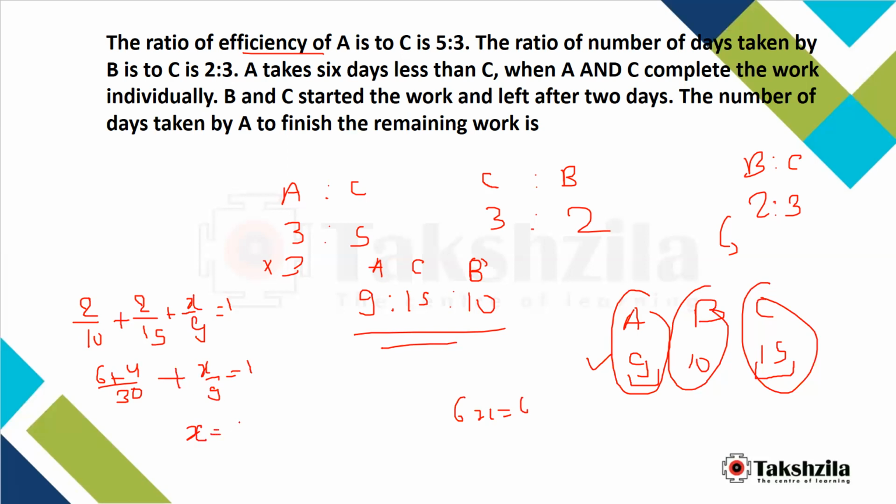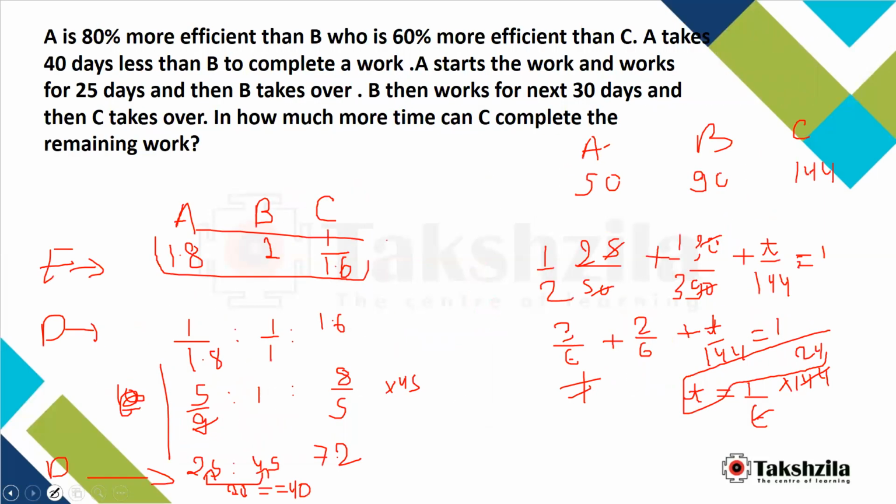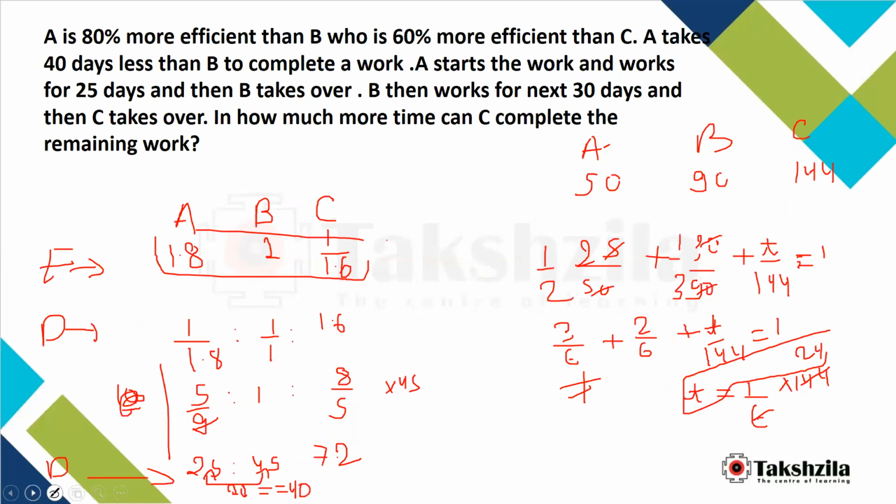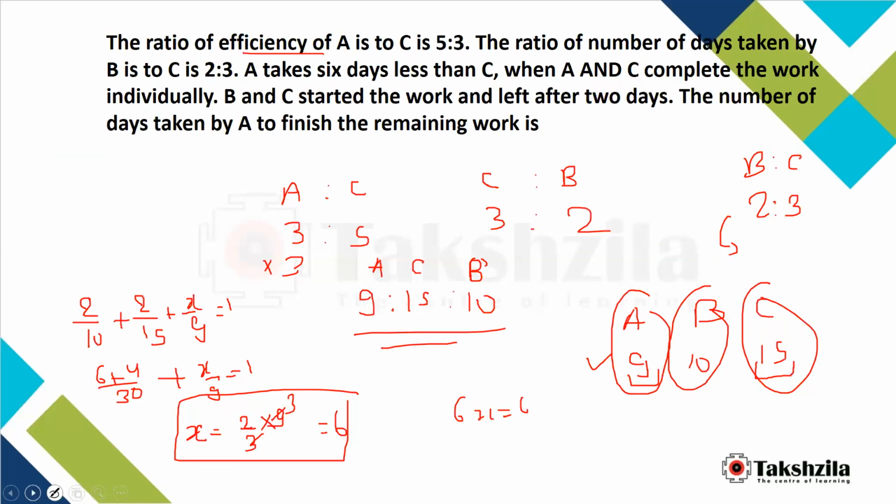So x will be 2 by 3 into 9. 3, 3, 9, 3 to 6. So 6 is the answer to this question. That's it. Done. Pretty straightforward. So I hope the efficiency concept was cleared with these 2, 3 questions. You can let me know if there are any doubts as well.